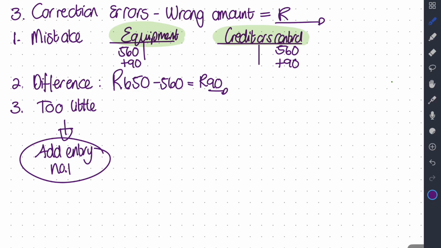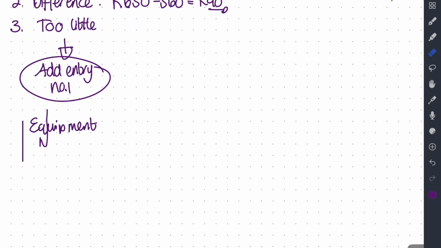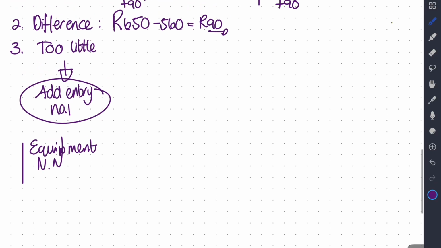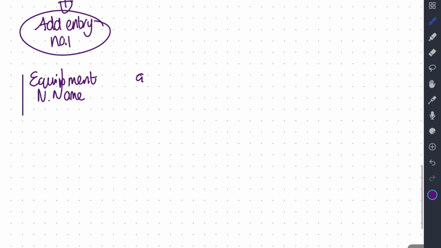If you were looking at the GJ, then your debit would have been equipment right next to the margin. And then on the credit side, you would have put the person's name, and then just the 90 Rand over there, and then in creditors control also the 90 Rand.